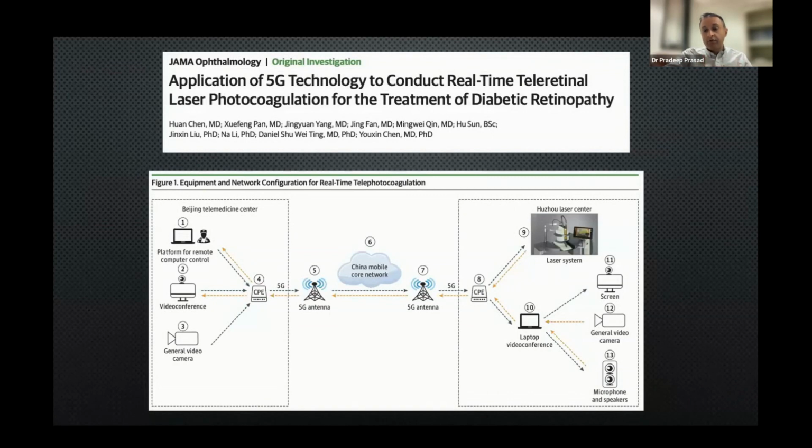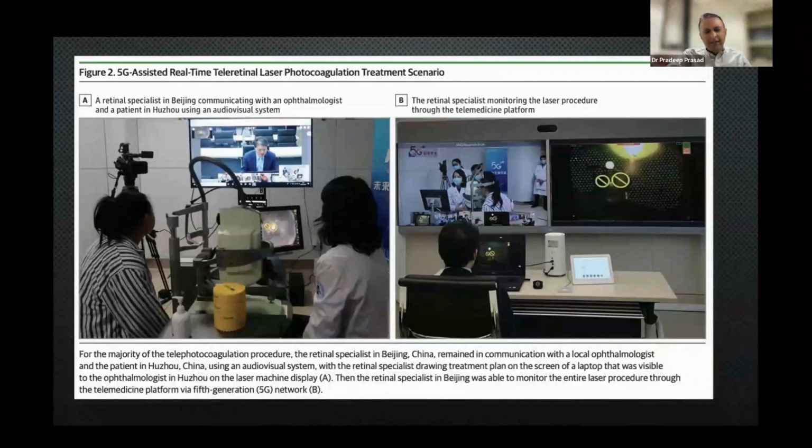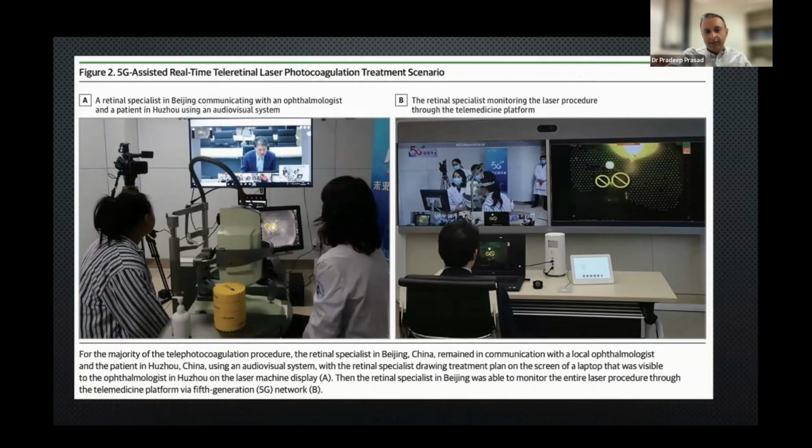had remote control of the laser, and so that doctor could then actually put in their own treatment plan, and the local ophthalmologist could then administer that treatment under the direct supervision of the remote physician. And this is just a picture of what that looked like. So you see, there's a traditional teleconference that's in place, and the remote physician can actually render treatment. They can put in their treatment plan and monitor the treatment as the local ophthalmologist is actually administering it.